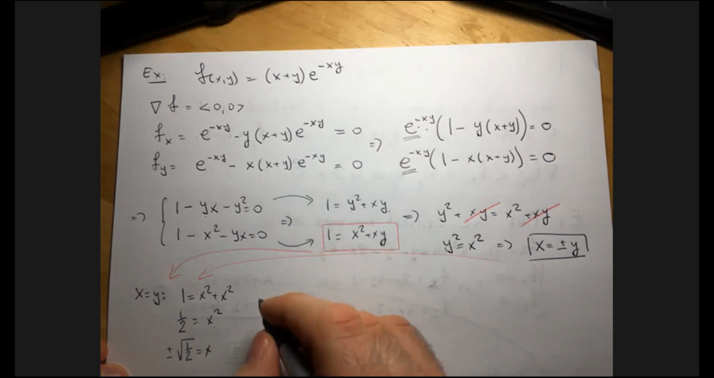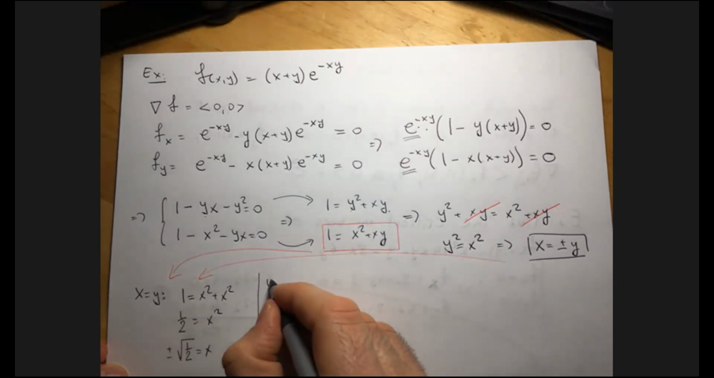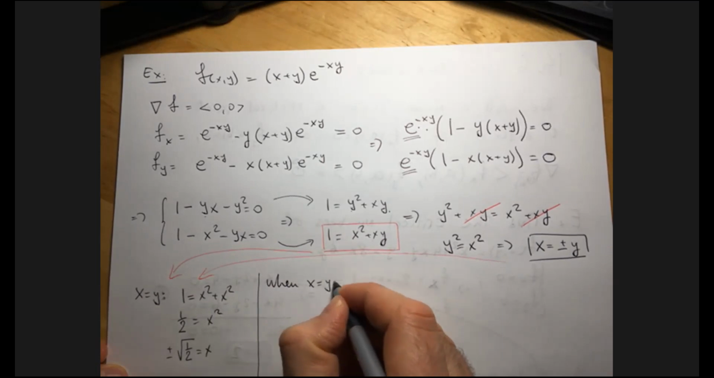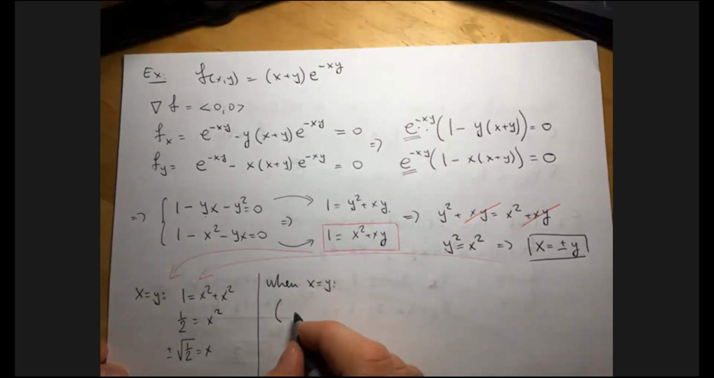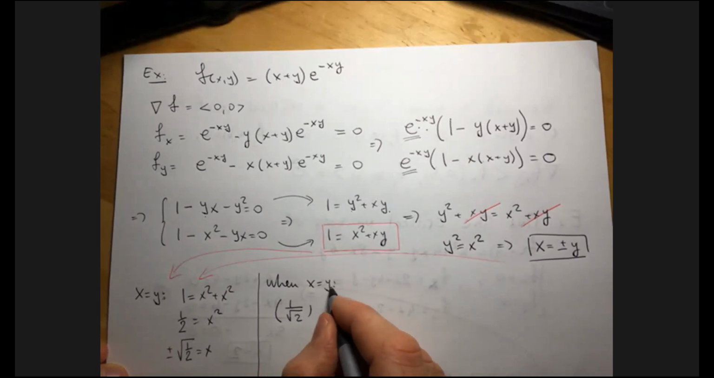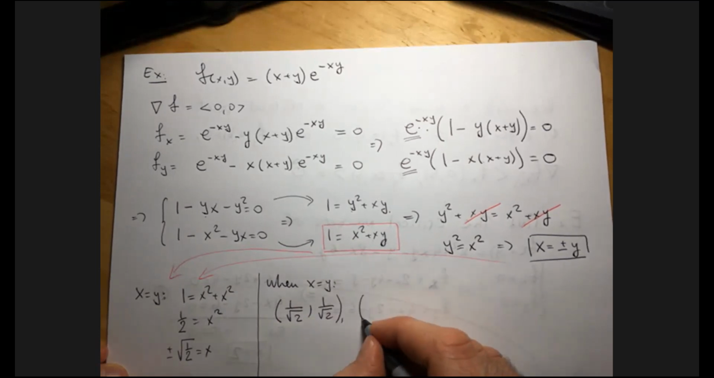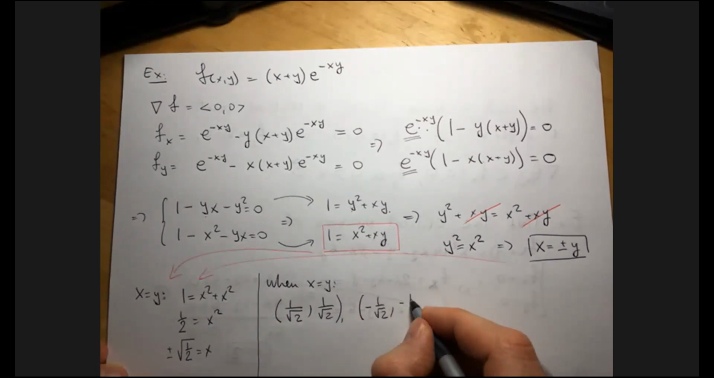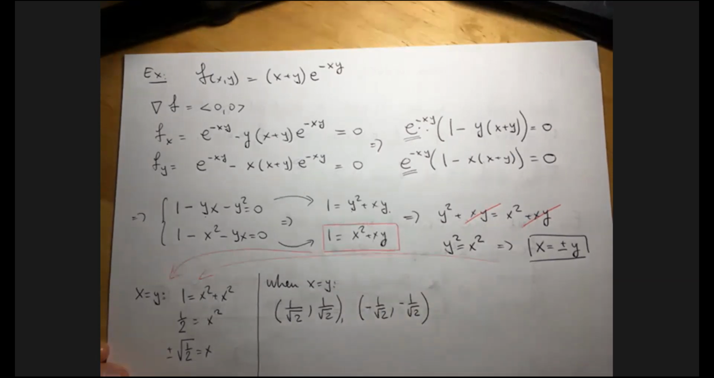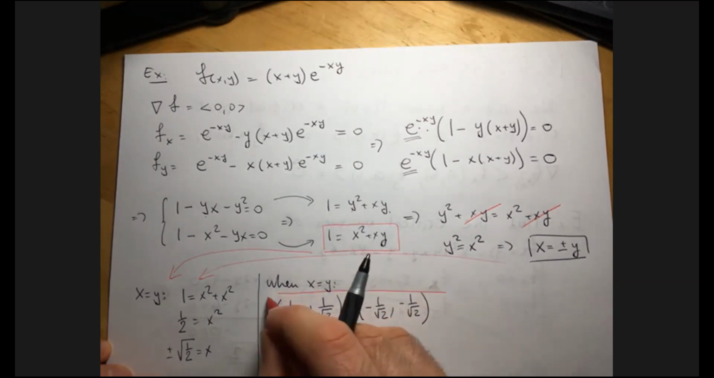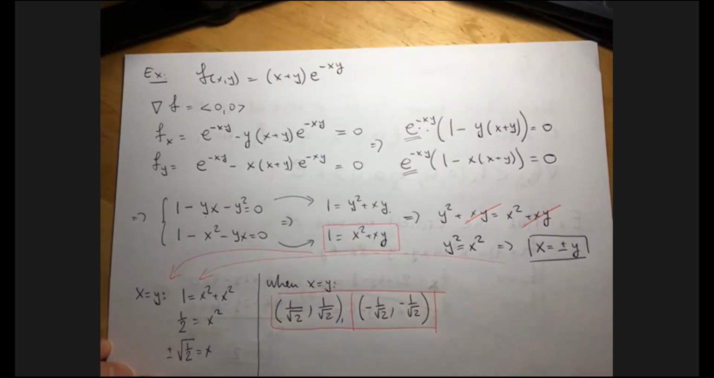So what do I get here? When x is equal to y, I get the point, well, the first one, when x is positive 1 over square root of 2, then y also has to be 1 over square root of 2 because they're the same. And the second one, when x is equal to negative 1 over square root of 2, y has to be the same value, negative 1 over square root of 2. Okay, so far, what do I have? So far, I have 2 critical points.